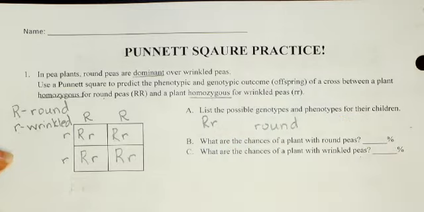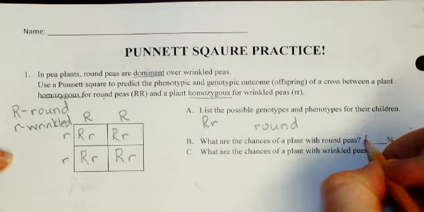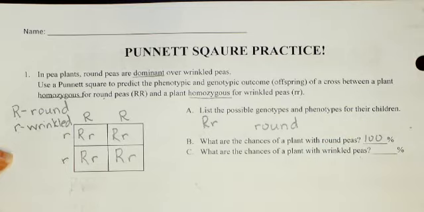Okay. Part B asks, what are the chances of a plant with round peas? 100%. Nice work. And what are the chances of a plant with wrinkled peas? 0%. Nice work.